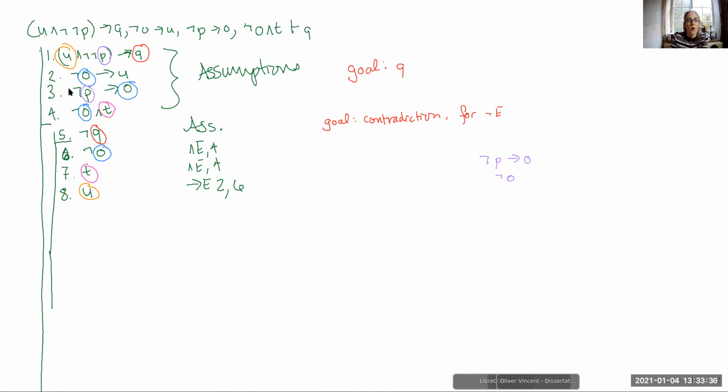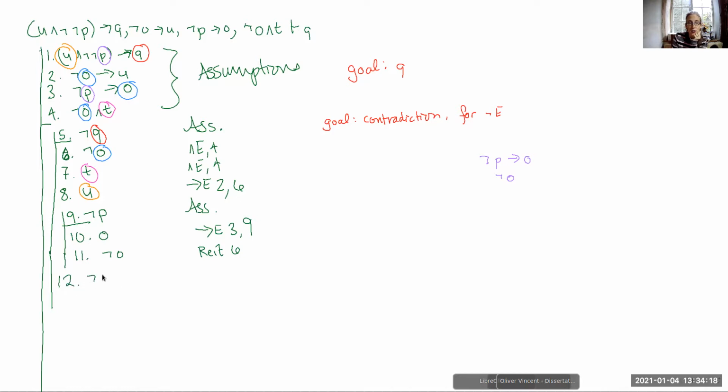Well, suppose that not P were in fact true. Well, if that's the case, between line 9 and line 3, we would be able to do conditional elimination to get O. So conditional elimination 3 and 9. But we already know from line 6 that we've got not O. So I'm just going to reiterate that here. And there you go. We've got a contradiction. So from the assumption that not P was the case, you could get both O and not O.